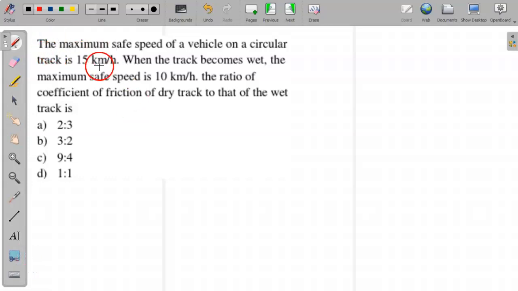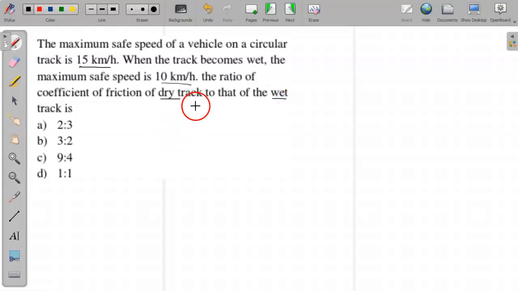This question is from circular motion. The maximum safe speed of a vehicle on a circular track is 15 km per hour. When the track becomes wet, the maximum safe speed is 10 km per hour. Find the ratio of the coefficient of friction of the dry track to that of the wet track.